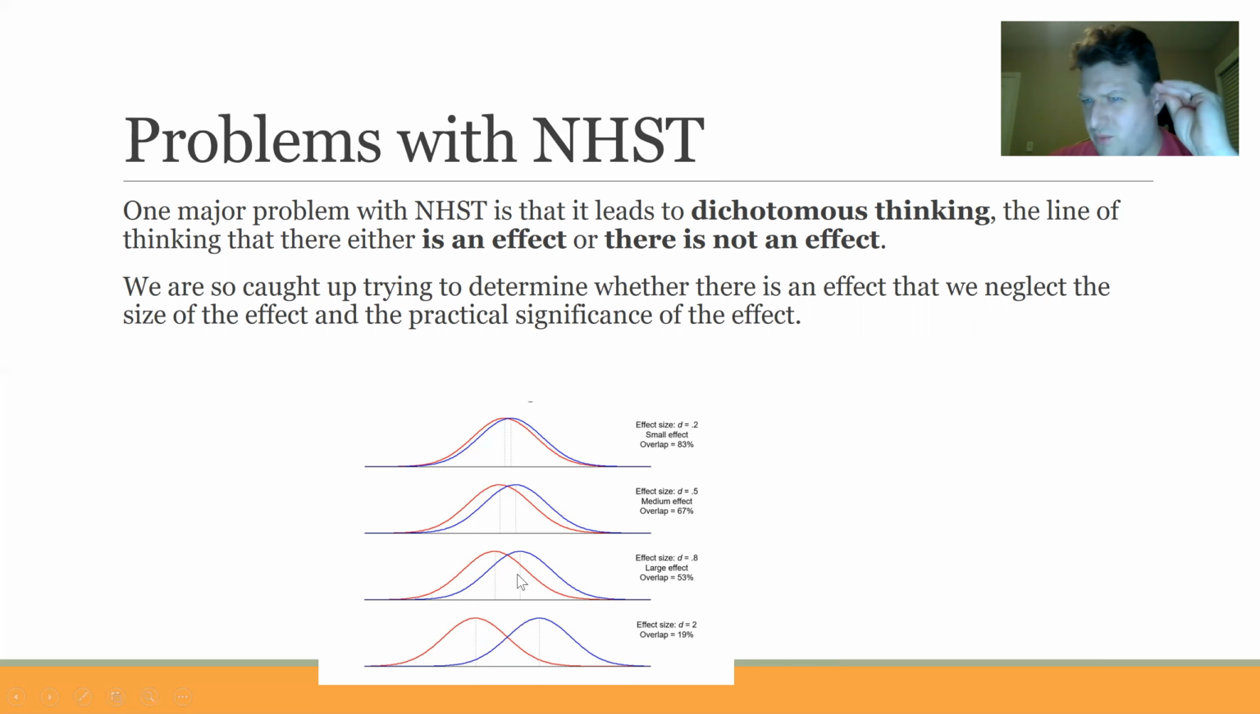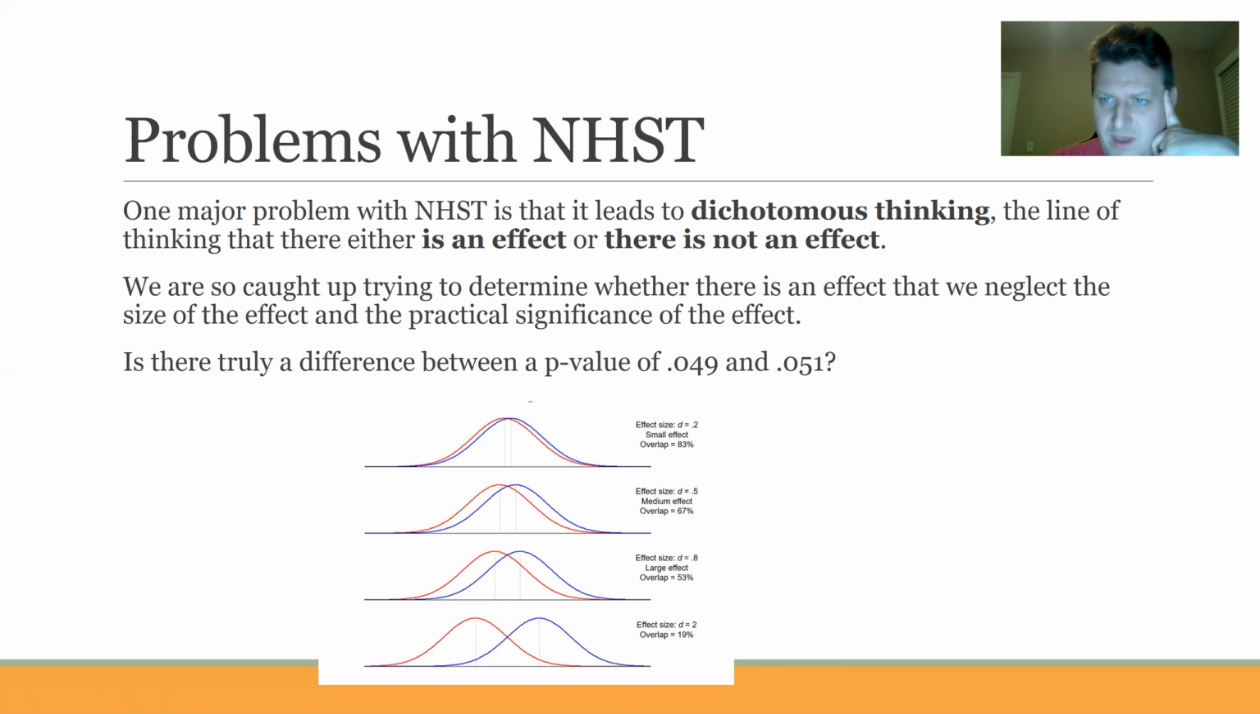Okay, so when we use null hypothesis significance testing, it forces us into this binary type of thinking that there either is an effect or there's not an effect. And when we calculate our p-value, if we have a p-value of 0.049, we reject the null hypothesis and everything is good and glorious. If we find a p-value of 0.051, we fail to reject the null hypothesis and everything is bad and we can't publish. Is there really that big of a difference between these two p-values? Okay, no, there is not.